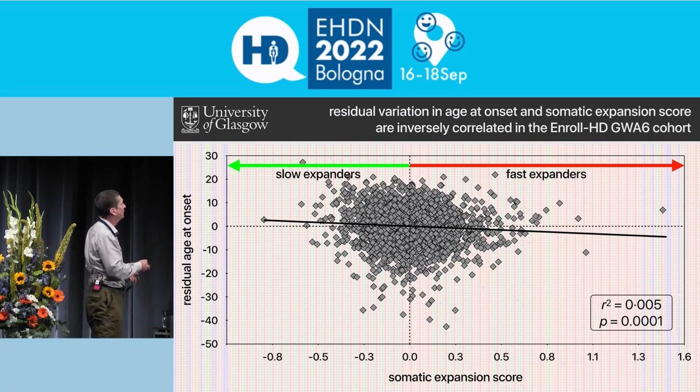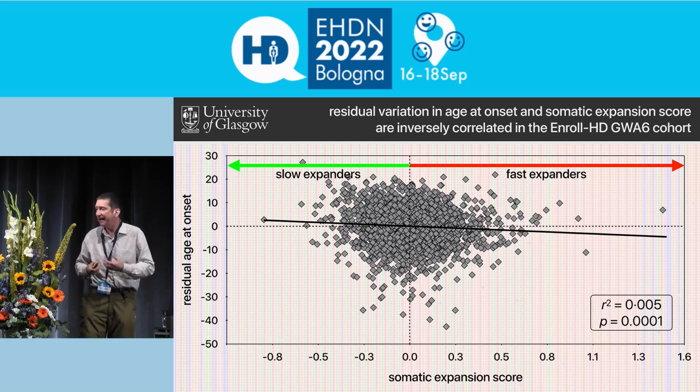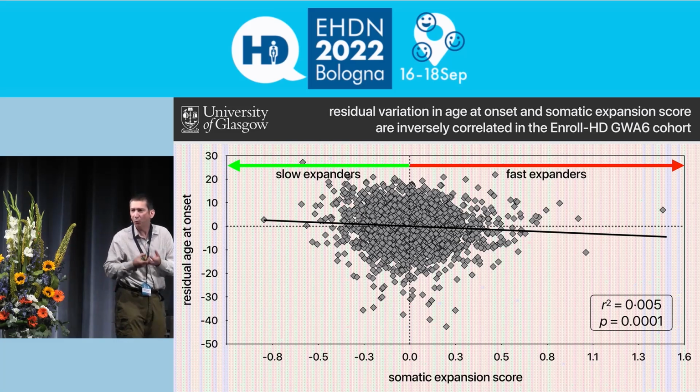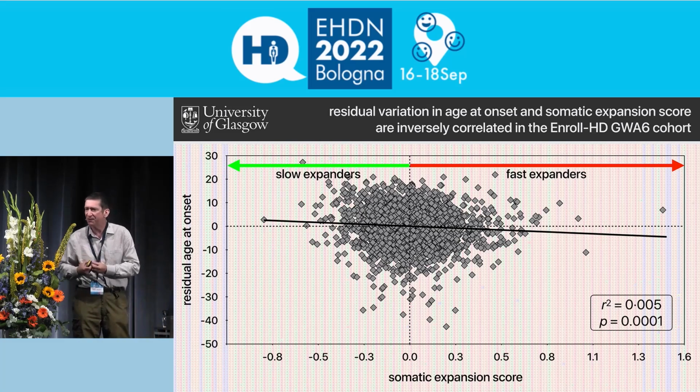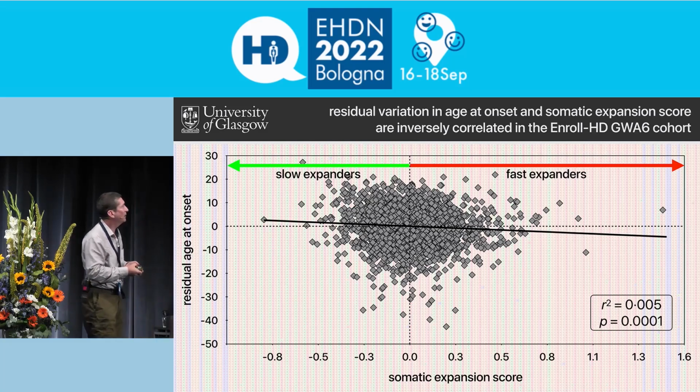And that phenotype is associated with residual variation in age of onset. So this is age of onset corrected for the number of pure CAG repeats inherited. And what we see here is an inverse association. So those individuals who are expanding their repeat more rapidly than average get the symptoms earlier than we would expect. Those individuals who are expanding their repeat more slowly get the symptoms later than we would expect.